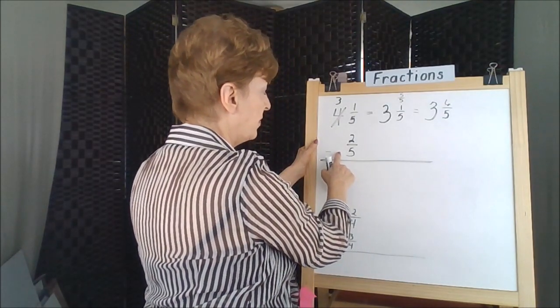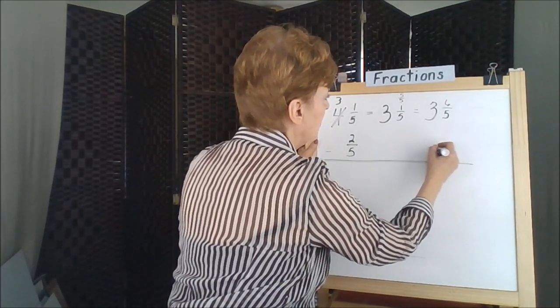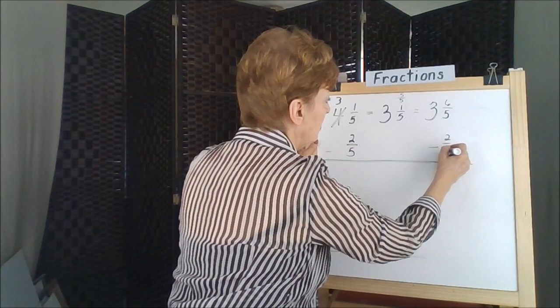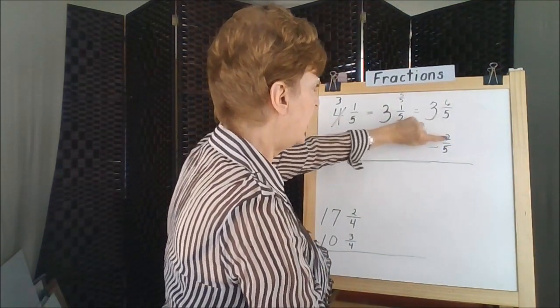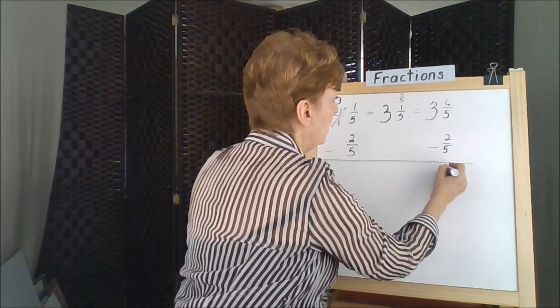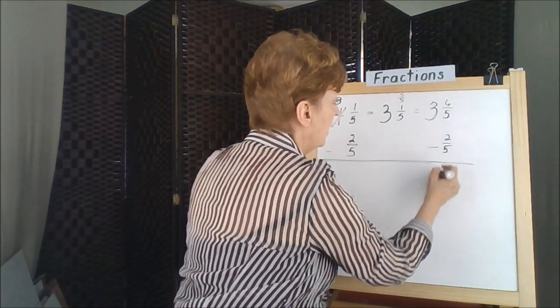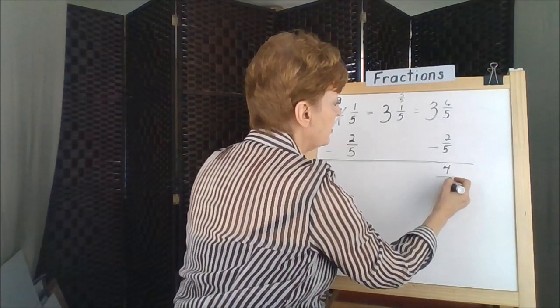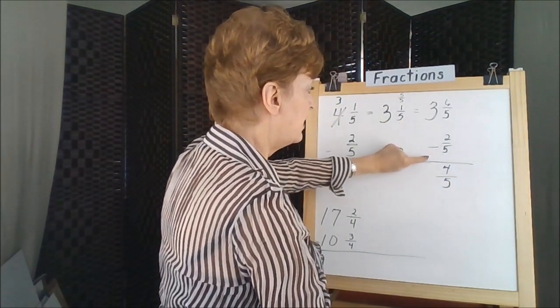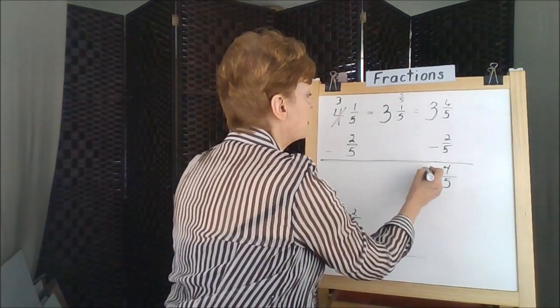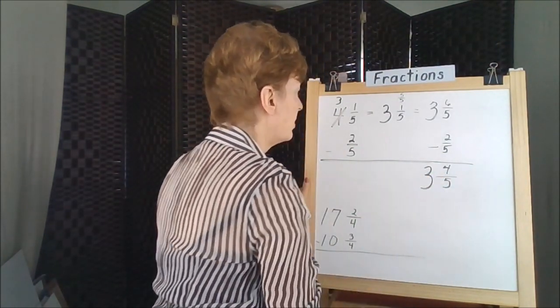Now the 2/5 can scoot way over, and we can finally do our calculation. 6 take away 2 is 4. The 5ths were already there, so that's our common label. And the 3 has nothing to subtract from it, so it can just completely drop down into the answer.